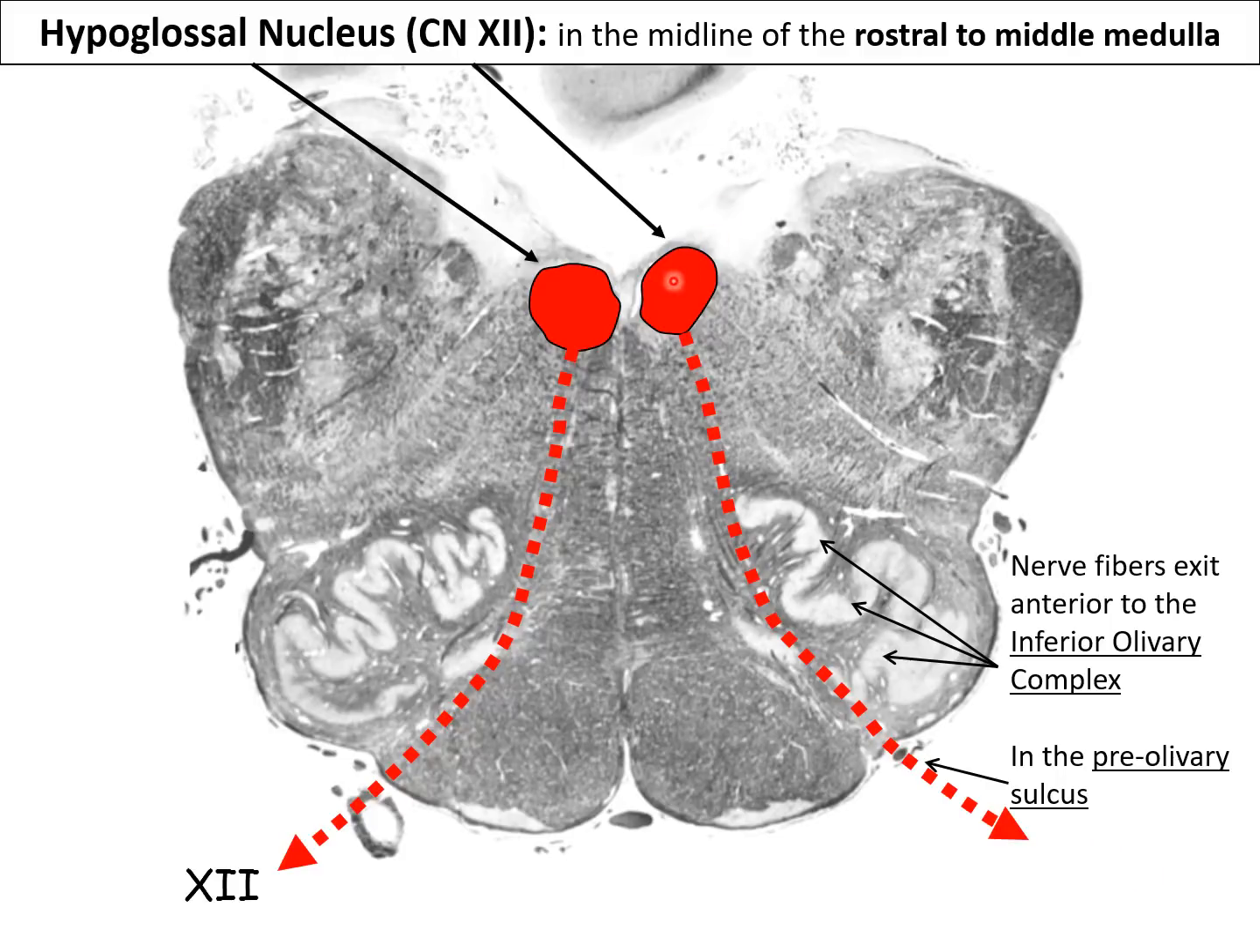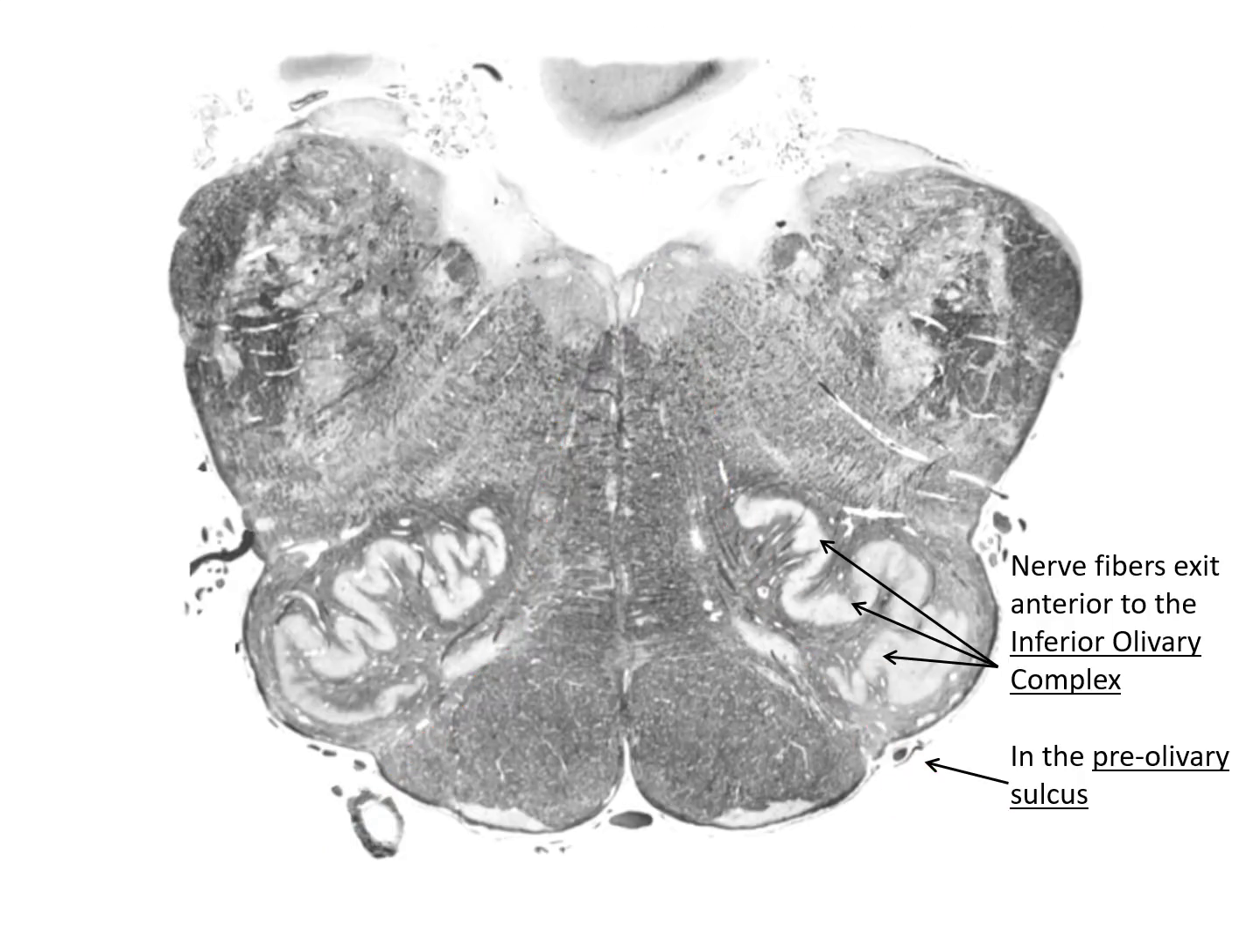If we look at the hypoglossal nucleus, it's again in the medial region, and it sends its fibers down between, this is in the medulla, between the pyramids and the inferior olivary complex, and it sends it out in that pre-olivary sulcus again to a ventral position to control movement of the tongue.